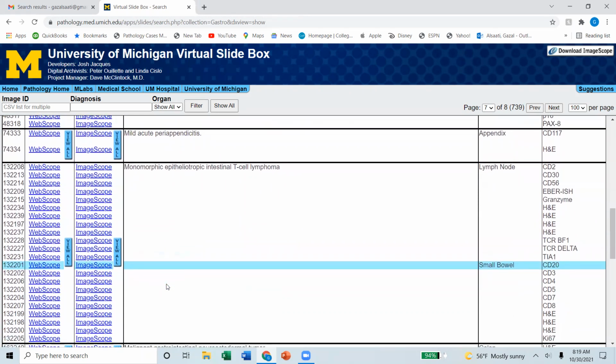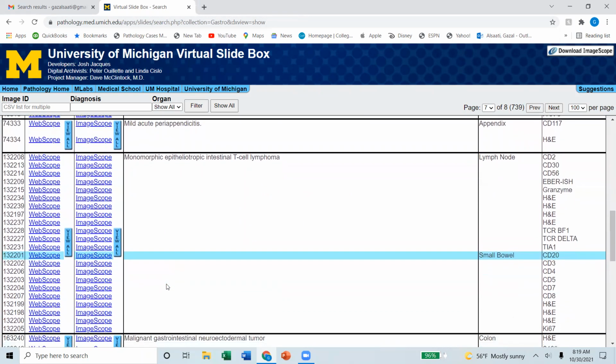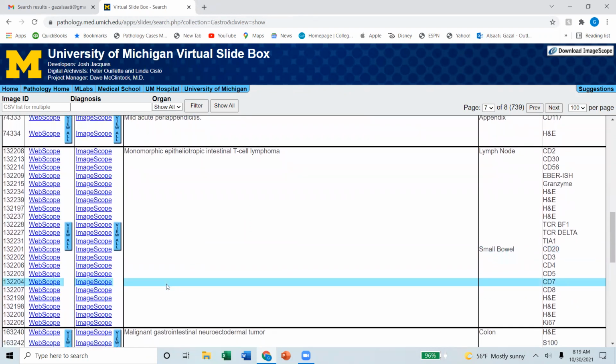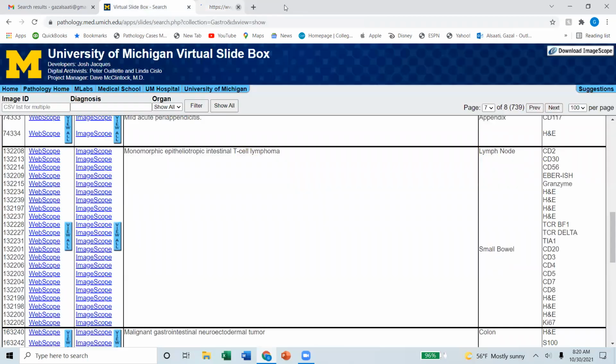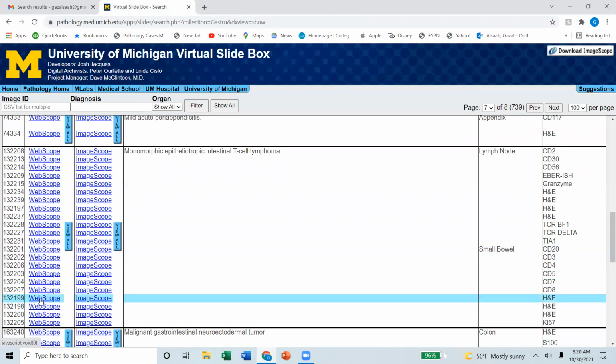Monomorphic epithelioid intestinal T-cell lymphoma. If you go into one of the GI cases, don't go in the lymph node, go in the GI. Oh, okay, that's fine. The GI, so small bowel. Do you see the small bowel there? Go to the H&E of small bowel. Down, down, down. Alrighty, there it is.